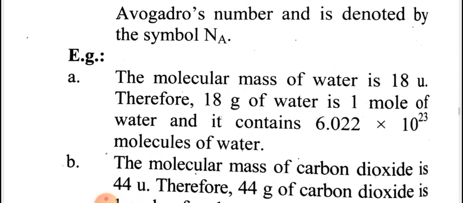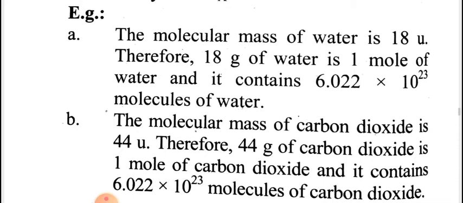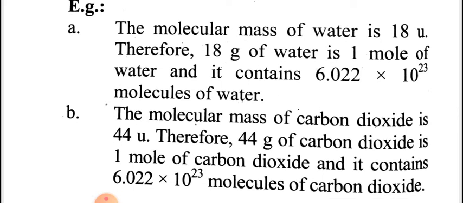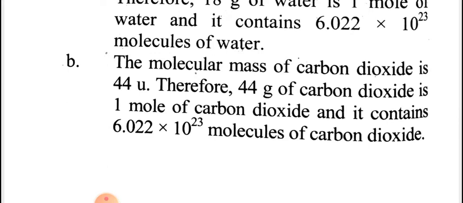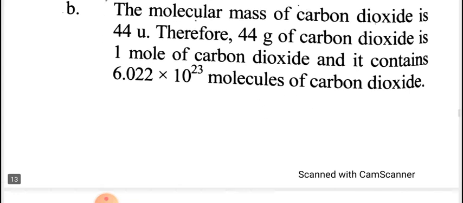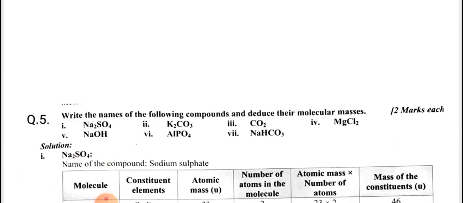Here is an example for the same. The molecular mass of water is 18 u. Therefore 18 grams of water is 1 mole of water and it contains 6.022 into 10 to the power of 23 molecules of water. The molecular mass of carbon dioxide is 44 u. Therefore 44 grams of carbon dioxide is 1 mole of carbon dioxide and it contains 6.022 into 10 to the power of 23 molecules of carbon dioxide. This is the same for all molecular masses. We can keep the constant value everywhere.